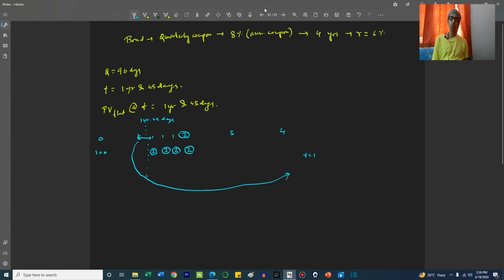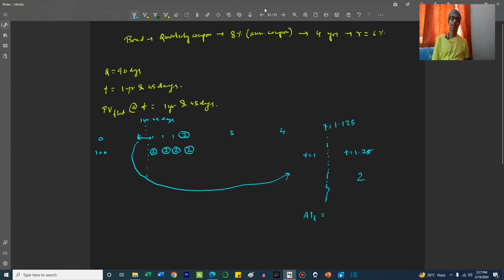So T is equal to 1 and T is equal to 1.25, that is the first quarter. Here the payment is 2. Now our valuation is happening here, right? T is equal to 1 year and 45 days, which actually means 1.125. Right? So we easily calculate our accrued interest.